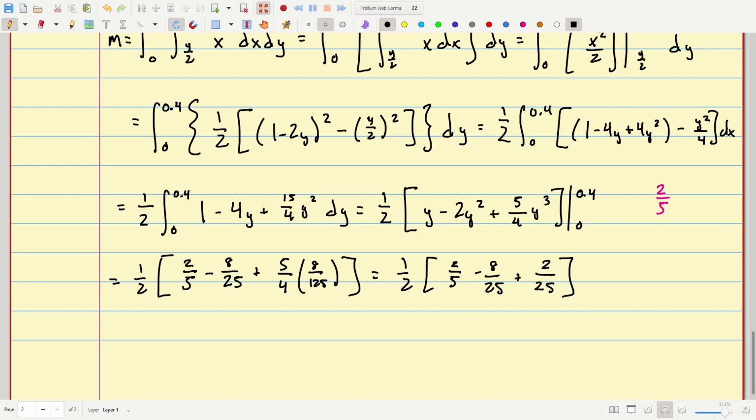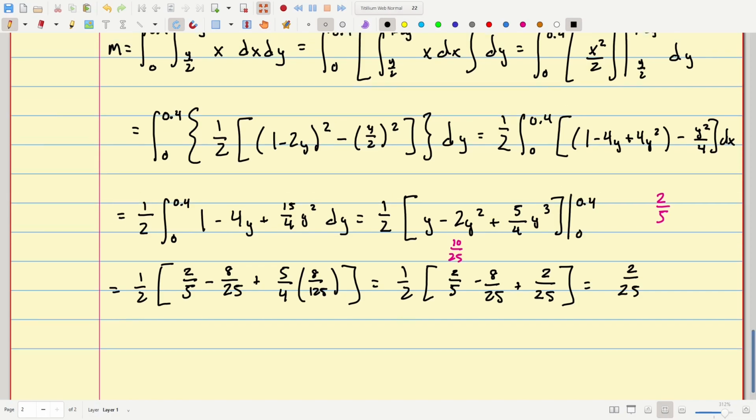Make sense? Okay. All right, then we combine like terms. We can write this as 10 25ths. Ten minus 8 is 2, plus 2 is 4, divided by 2 is 2. Okay, so this is what we have for our mass.